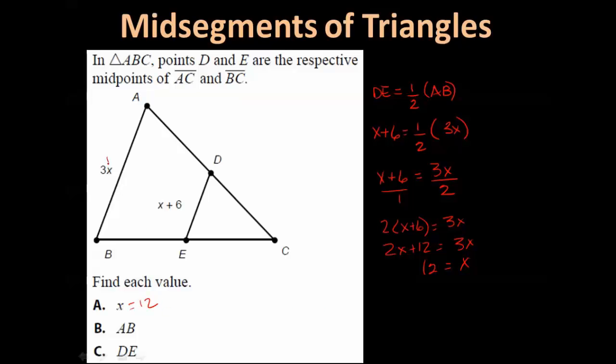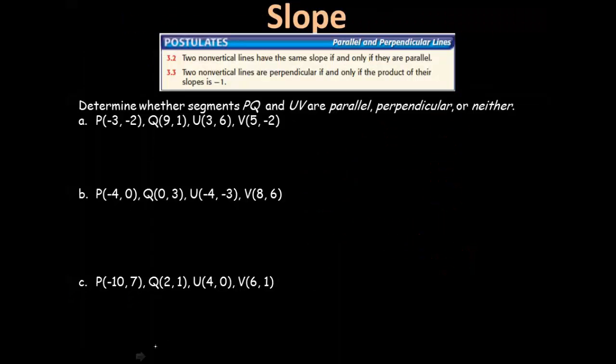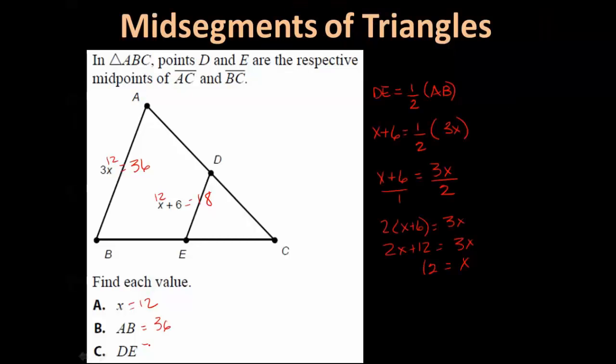You plug that in here. 3 times 12 is giving me 36. Plug that in here and it works out because half of 36 is going to give me 18. Oops, I didn't finish writing that. Oh, I see what I did now. I'll put equals 18 like that.